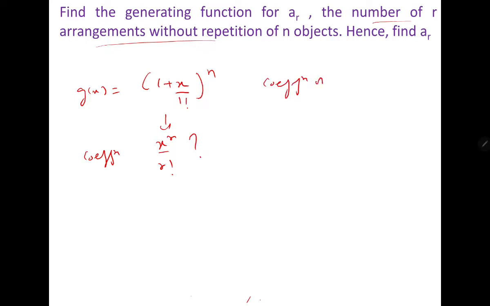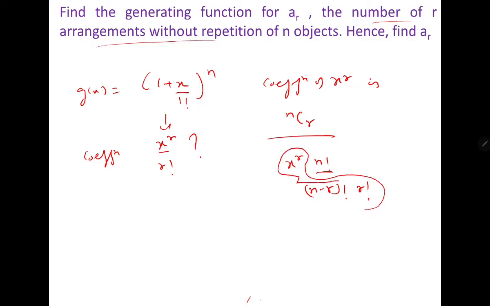Now the coefficient of x raised to the power r is nCr. It means I can write that in this bracket there would be a term x raised to the power r times n factorial over n minus r factorial and r factorial. If I take r factorial with x raised to the power r, this coefficient would be n factorial by n minus r factorial, which is nPr. So we have proved that the number of r arrangements without repetition of n objects is nPr using generating function.